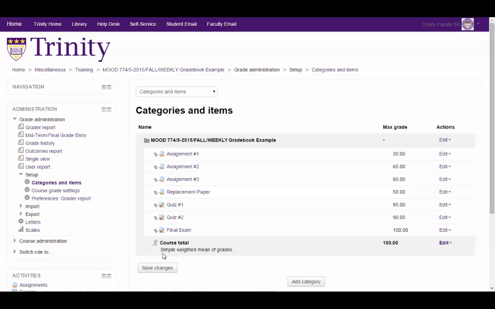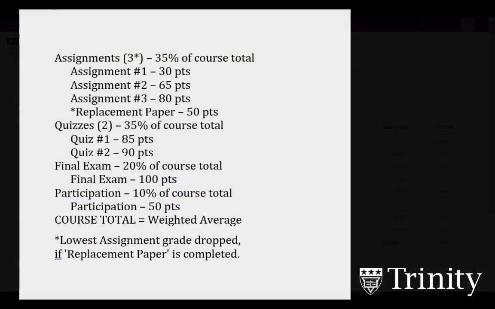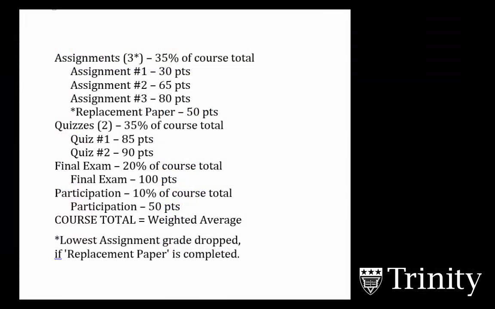Right now our aggregation method is simple weighted mean of grades, and any graded activity created on the main page of the course shows up in your gradebook. First, refer back to your syllabus. Are there any items that don't have corresponding activities on the main page? In this case, we have a participation item that will not have an activity on the main page. So let's go ahead and add that participation item to our gradebook.